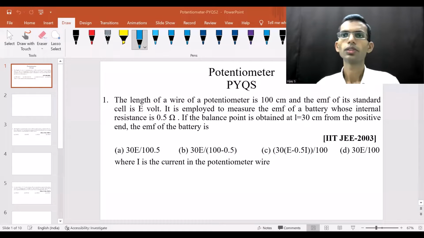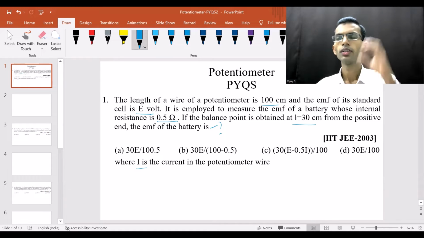Let us see the first question. The length of a wire of potentiometer is 100 centimeter. The EMF of its standard cell is E volt. It is employed to measure the EMF of a battery whose internal resistance is 0.5 ohm. The balance point is obtained at L equal to 30 centimeter from the positive end. The EMF of the battery is, where I is the current in the potentiometer wire.